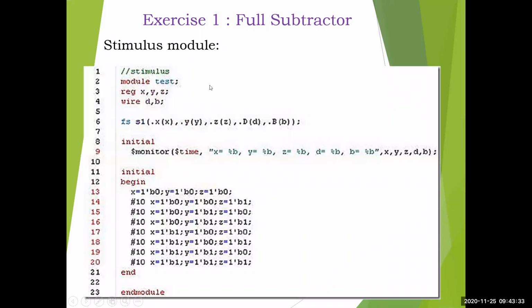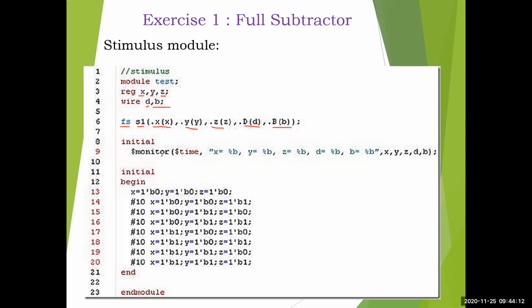Stimulus module: the module name is test. There is no list of ports or port declarations. The inputs are declared as registers, which will hold the values x, y, z, and the outputs are declared as wires, d and b. Then we have instantiated the design, the full subtractor, in this stimulus module with the instance name S1, and connecting ports by name is used here. That's why .x(x), .y(y), .z(z). You can write it in order also. Just to show you an example, it is again written like this. You can use either way.